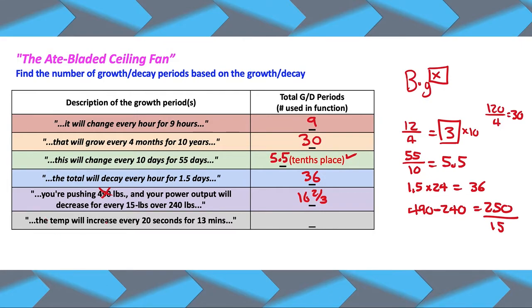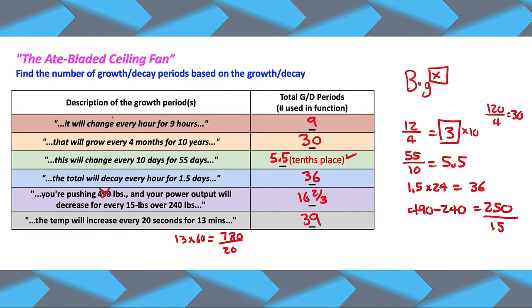The temperature will increase every 20 seconds for 13 minutes. We probably need to find the total number of seconds. So we have 13 minutes times 60 seconds. That's a total of 780 seconds, and it's going to increase every 20. Let's divide by 20. We get 39. Holy cow, 39 growth periods in that situation.